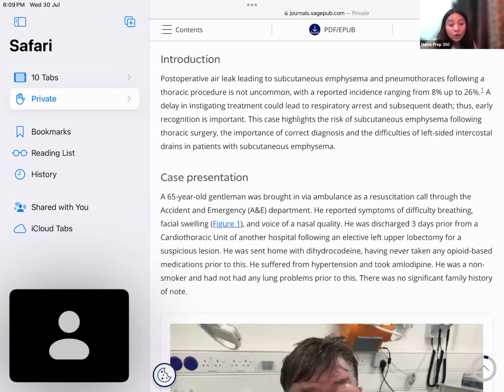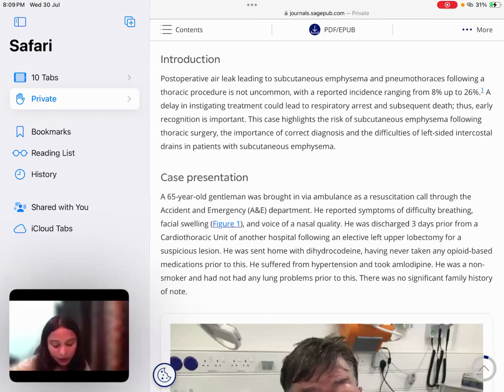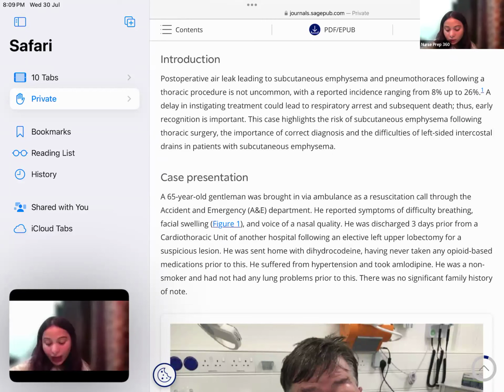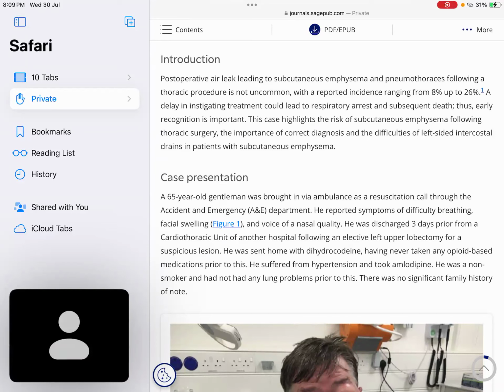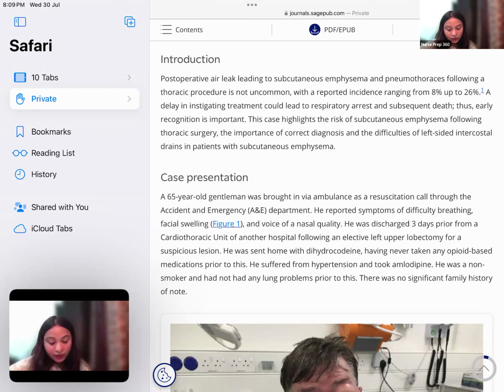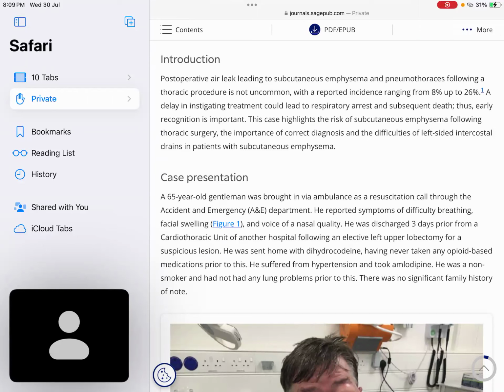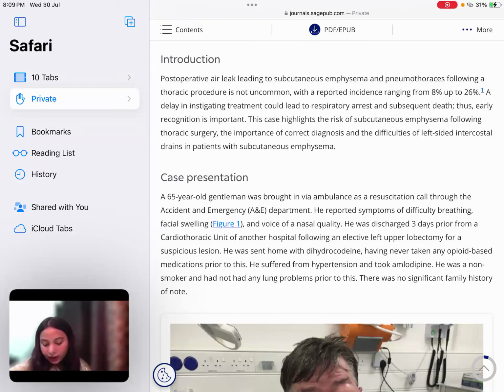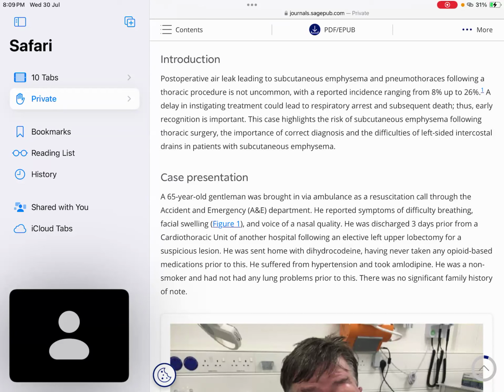Can you see, look at this case study? It's very effective. A 65-year-old gentleman was brought in via ambulance as a rescue call to the accident and emergency department. He has symptoms of difficulty breathing, facial swelling, and a voice of nasal quality. He was discharged 3 days prior from the cardiothoracic unit to another hospital following an elective left upper lobectomy for a suspicious lesion.